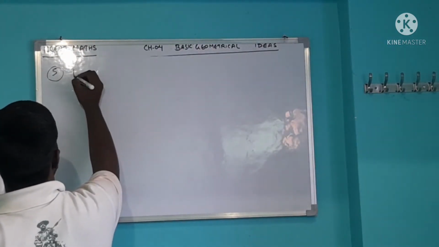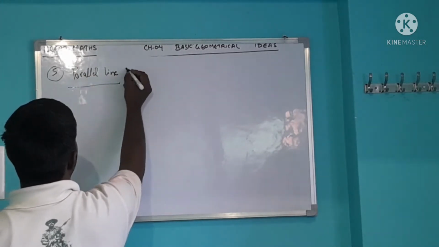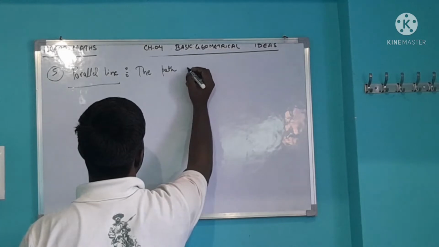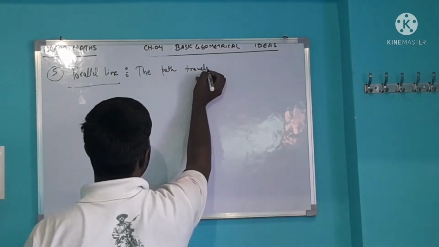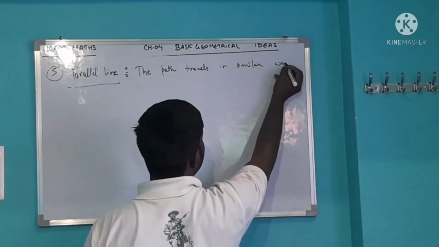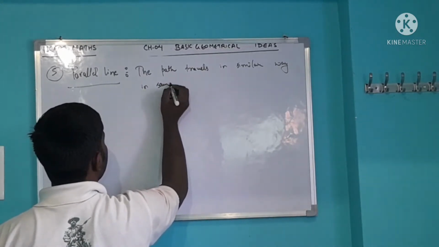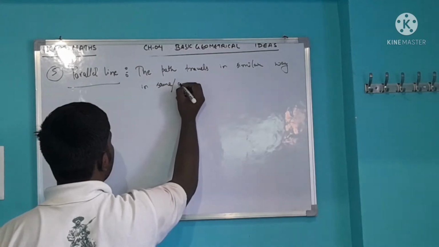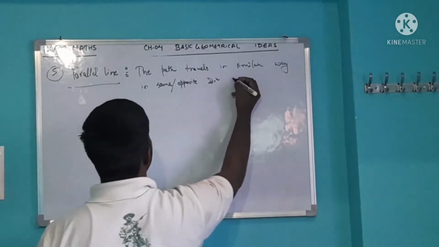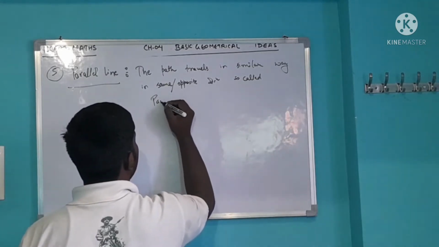So our fifth topic is parallel lines. Lines that travel in a similar way, in the same or opposite direction, are called parallel.